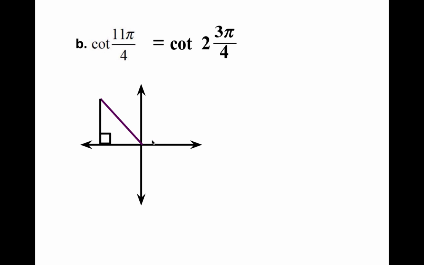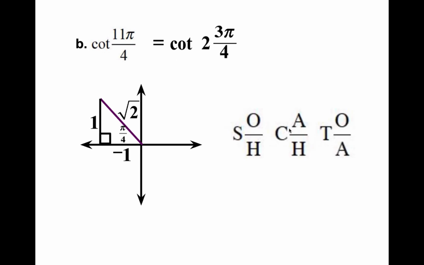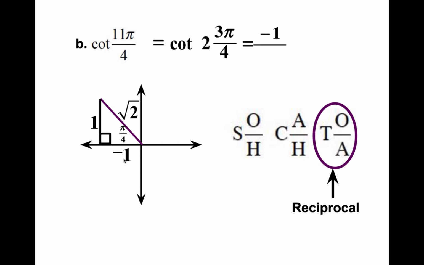So if this is 3/4 of a pi, that would make this 1/4 of a pi to complete the full pi. Again, this is equivalent to 45 degrees, so the legs are 1, the hypotenuse is root 2, left is negative, up is positive. Cotangent is the reciprocal of tangent, so we're going to flip this. It's going to be A over O. So from this angle, the adjacent is negative 1, and then the opposite is positive 1.